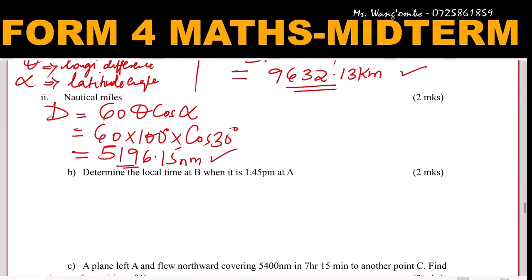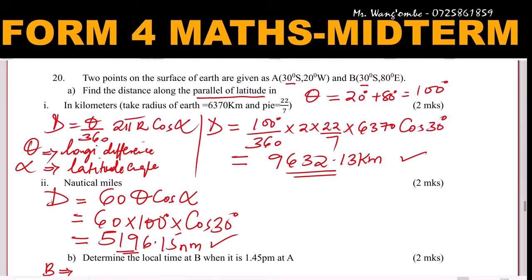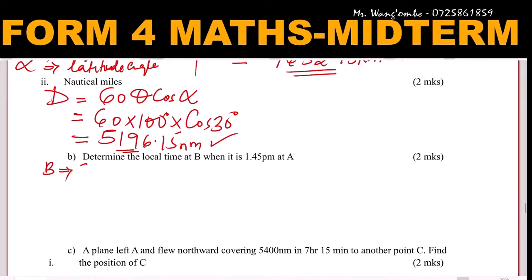Then part B, determine the local time at B when it is 1:45 p.m. at A. When you're calculating time, we use the longitudes. So what is the longitude at B? The longitude at B is 80 degrees east.